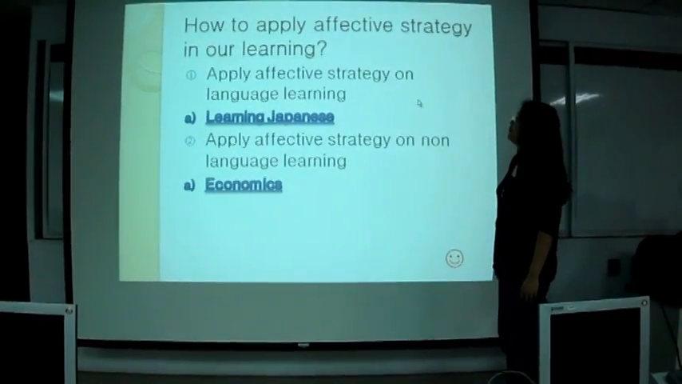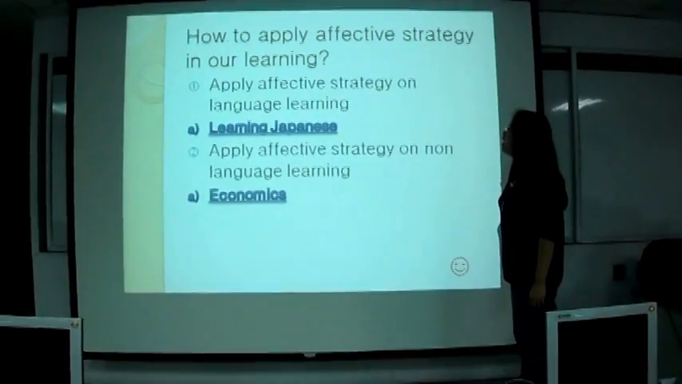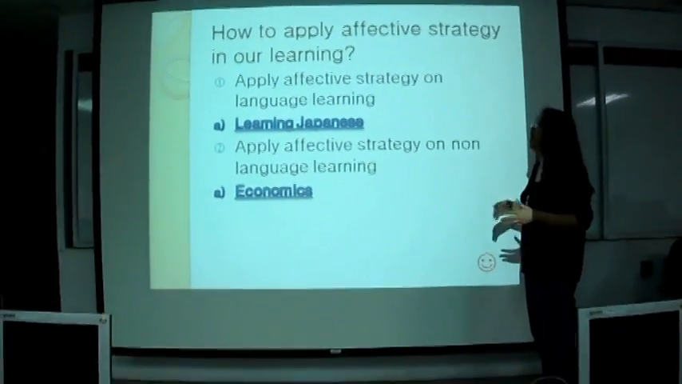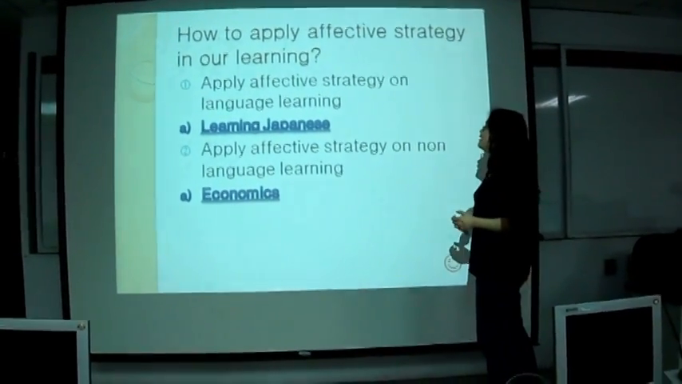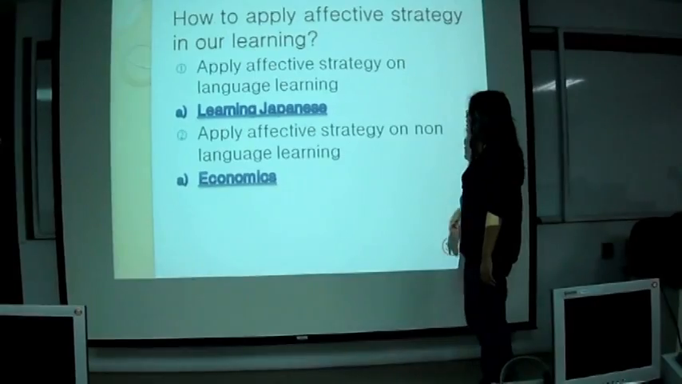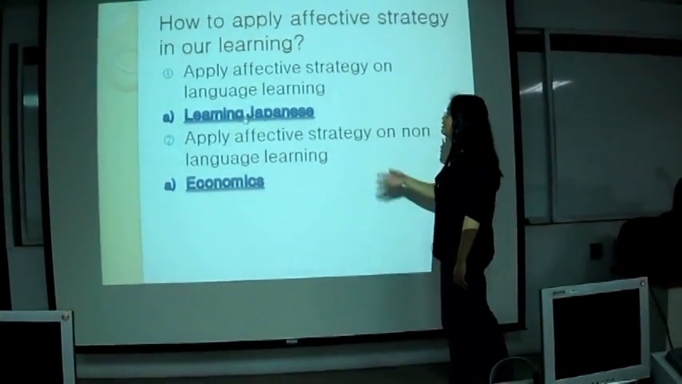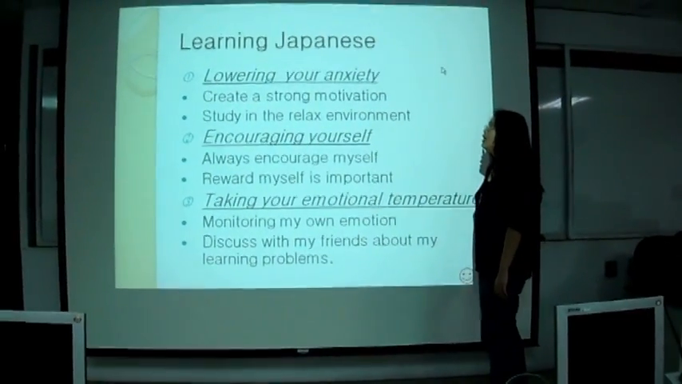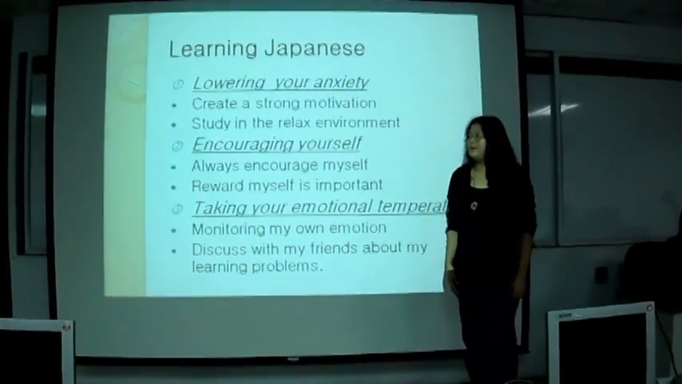Now I want to talk about how to apply affective strategy in our learning and daily life. In this slide, I want to focus on learning, and I will divide the learning part into two aspects. One is language learning, and the other is non-language learning. I will use learning Japanese as an example of language learning. Why do I want to use learning Japanese as an example?